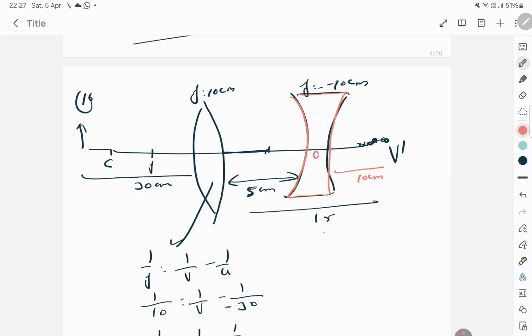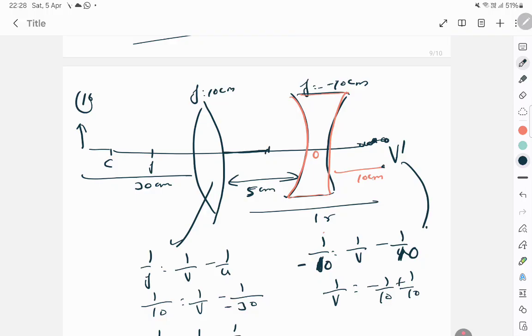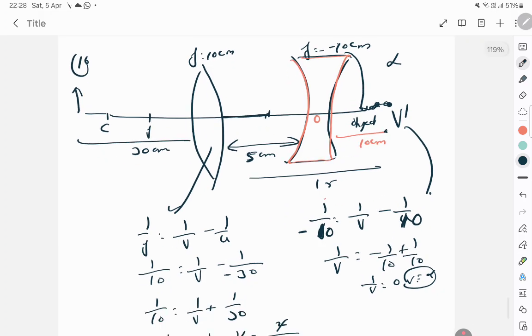And the focal length of this second lens is negative, so 1 by F is equal to 1 by V minus 1 by U, in which case your object distance is 10 centimeter, which is positive because this is the V dash that you're substituting, trying to find what is your V, and the focal length is minus 10. So 1 by V is minus 1 by 10 plus 1 by 10, which is the object distance at the focal point, and so the image will be at infinity. 1 by V is equal to 0, so V is equal to infinity. The final image will be obtained at infinity. So that's the 16th question.